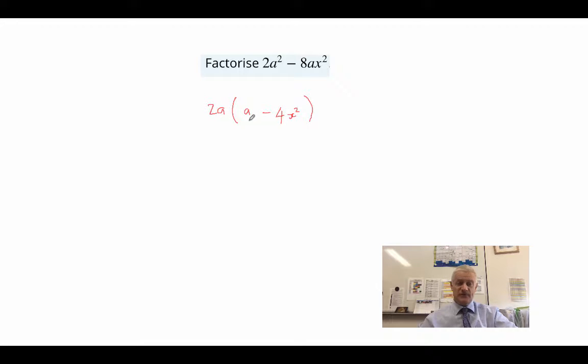Once it's factorized, a good way of knowing whether you've done it completely is look at what's inside the brackets. Is there anything in common between these two terms? A, 4x squared, clearly not. There's no common factors left, so we've taken them all out. Okay, so that's that kind of one, an algebraic one with letters.